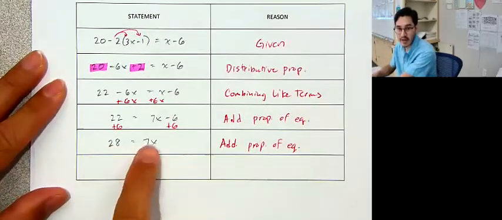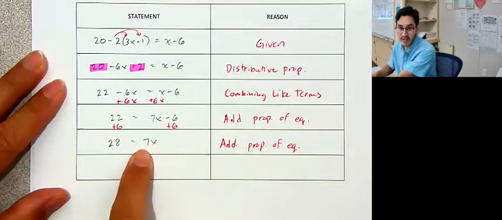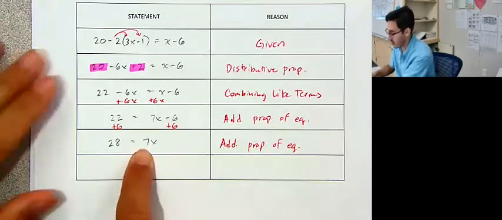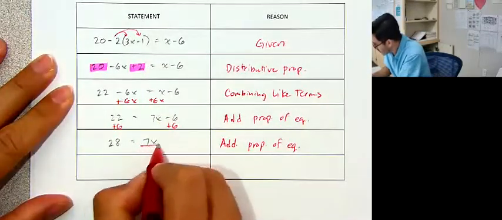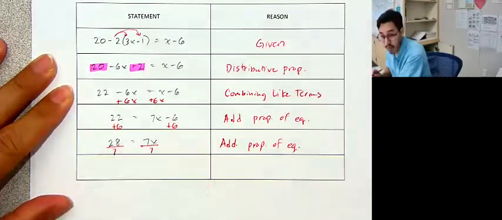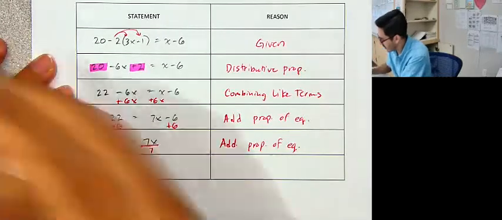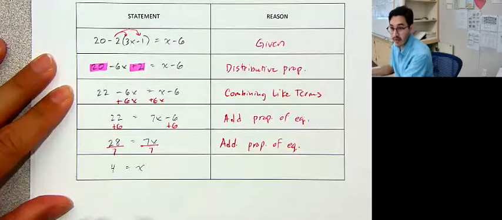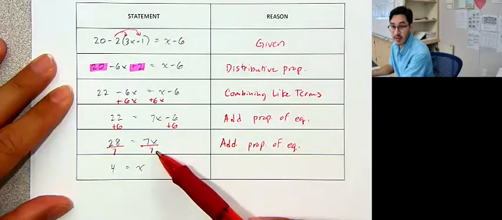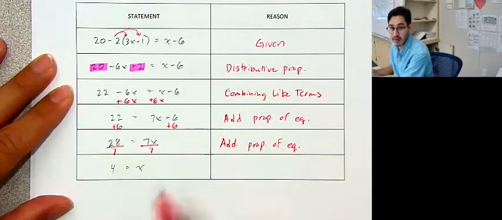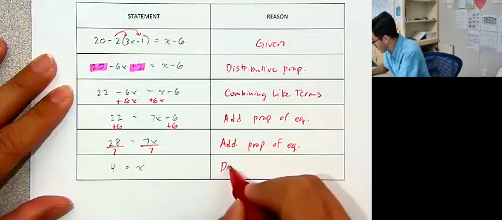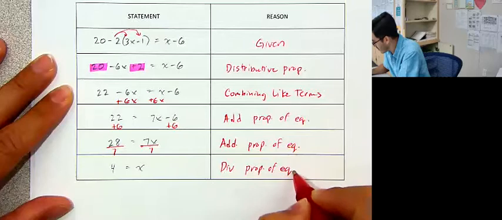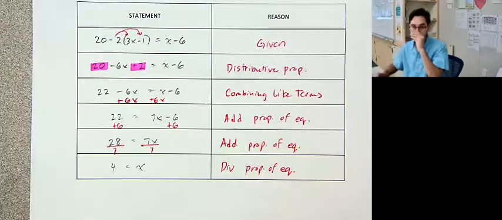And now I'm thinking, okay, if I want to get x by itself, I need to get rid of the factor, the multiplier of 7. To undo multiplication, we use division. So we'll divide both expressions by 7, and we're going to get 4 equals x. We have our solution, and the last step that we took was to divide both expressions by the same amount. So we're using the division property of equality.